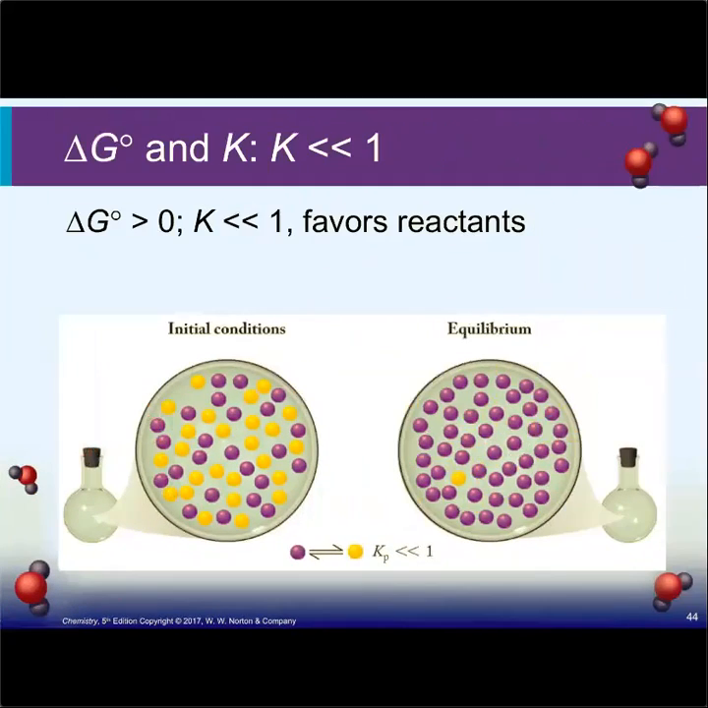And what if the K is much, much less than 1? So we know if the K is much, much less than 1, that means that it's a very, very small number, which means that the denominator has to be very large. So remember that K is products divided by reactants. So if this is much less than 1, it means that the reactants are much larger than the products. And so at equilibrium, most of it is going to be the purple, which means they're going to be reactants. Very few are going to be products.